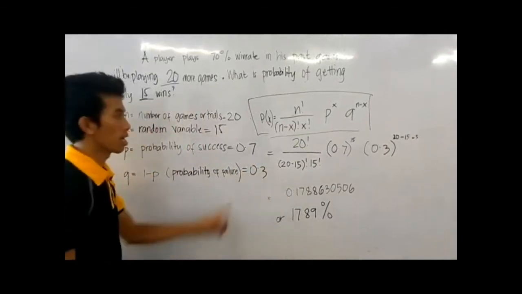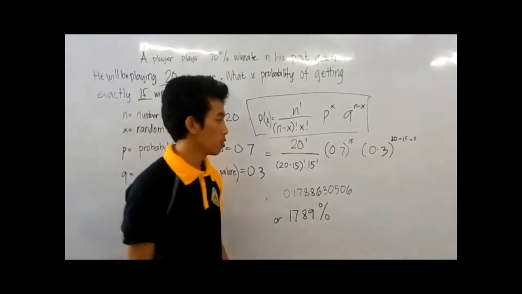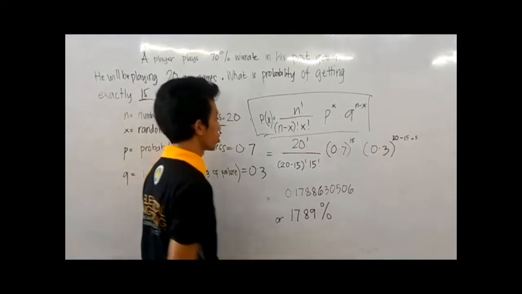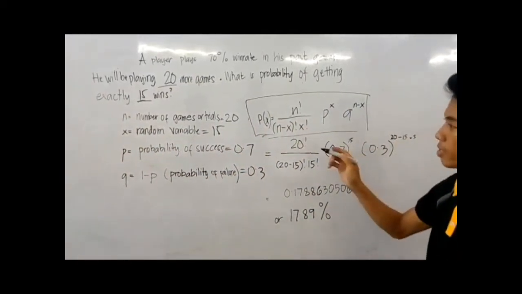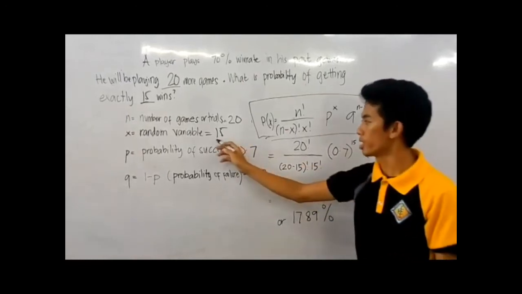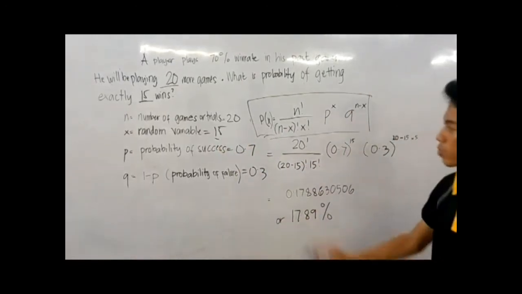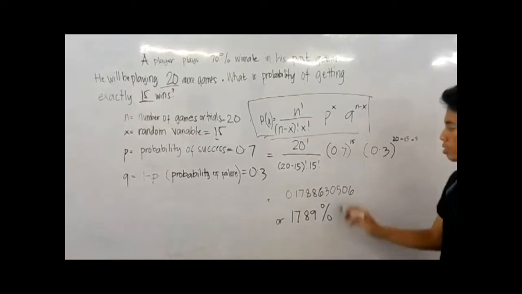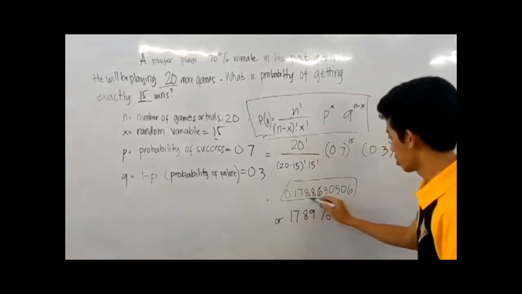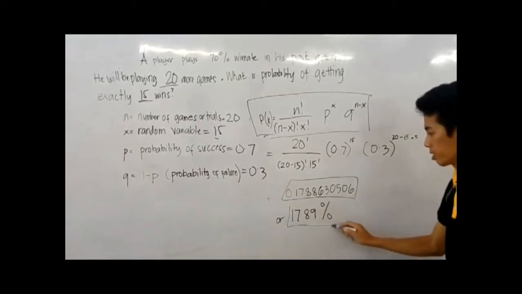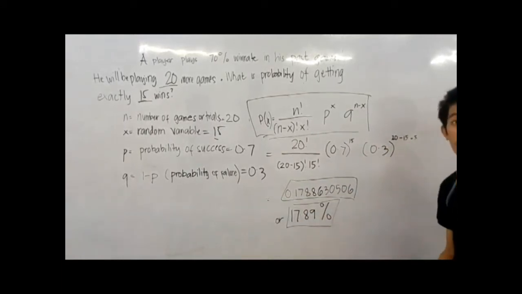We need to input the given values in the formula: 20, the number of games or trials, then the random variable, which is 15, the probability of success 0.7, and 0.3. This is the final answer if you input that. It's equal to 17.89%.